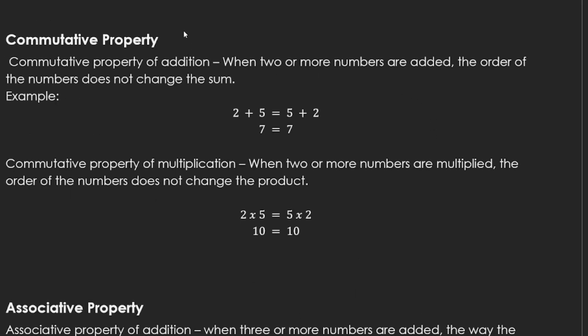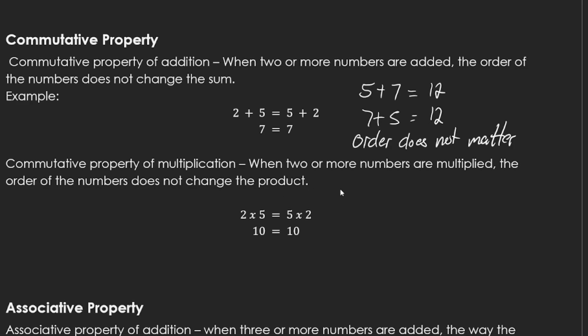Commutative property. In this, when you have a sum, let's say 5 plus 7, it is the same as saying 7 plus 5. 5 plus 7 is 12. 7 plus 5 is 12. So order does not matter. This is for addition. How about multiplication? Same thing. If we have 5 times 7 and 7 times 5, it would result in the same thing. Order does not matter. How about the commutative property of subtraction and division?